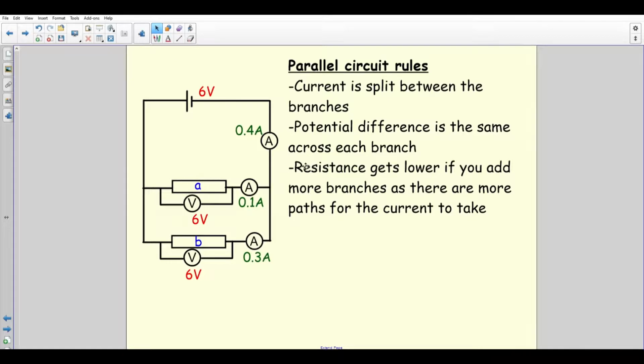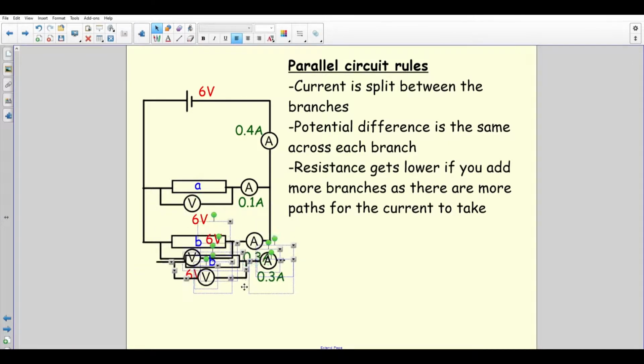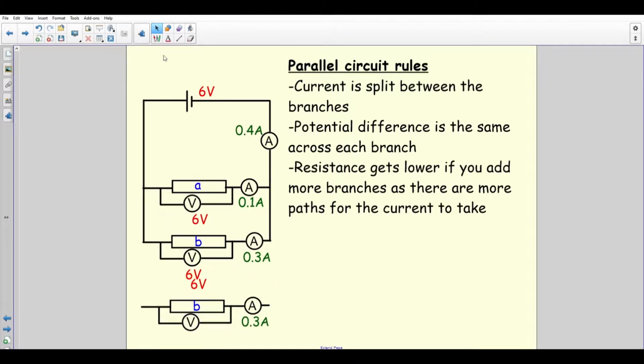Okay. Now, this is the most complicated bit about parallel circuits, the most difficult to understand, but I think it makes perfect sense. Resistance gets lower if you add more branches. So essentially, what I'm saying is, if I add another of these down at the bottom, my resistance gets lower.